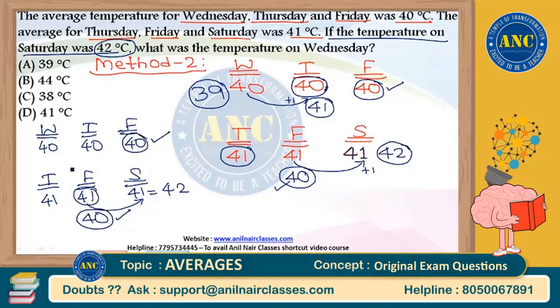They both are synchronizing. Now Thursday here is 40, but Thursday here is 41. Make this 41. Take 1 rupee from Wednesday. So Thursday becomes 41. Wednesday becomes 39.